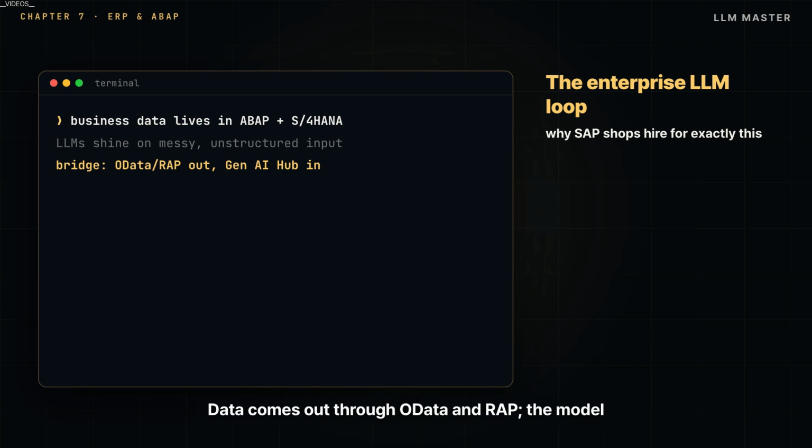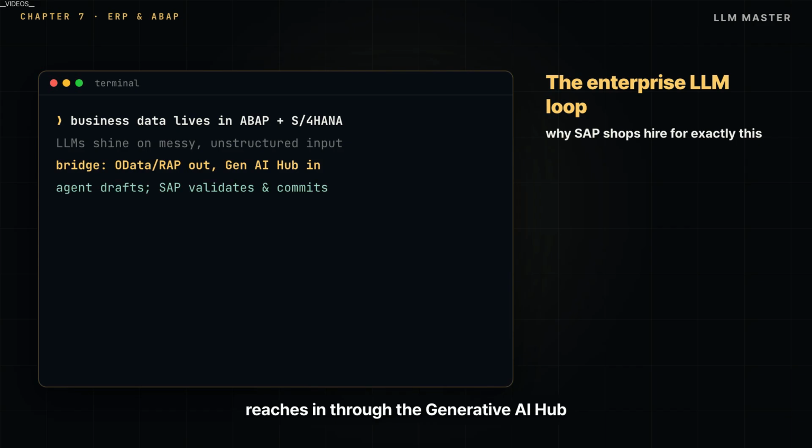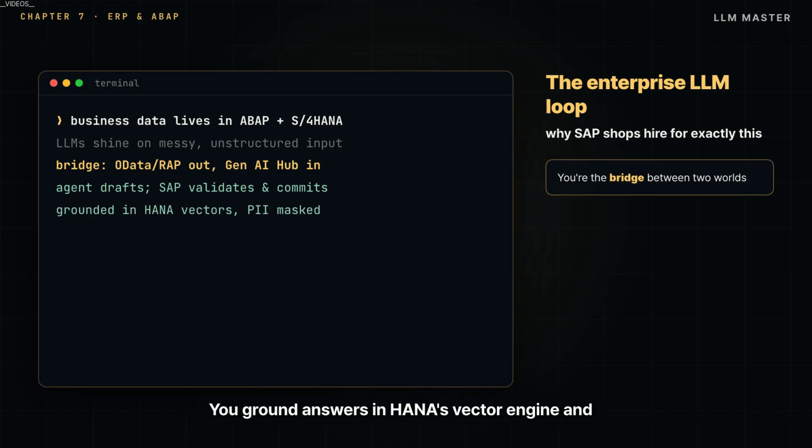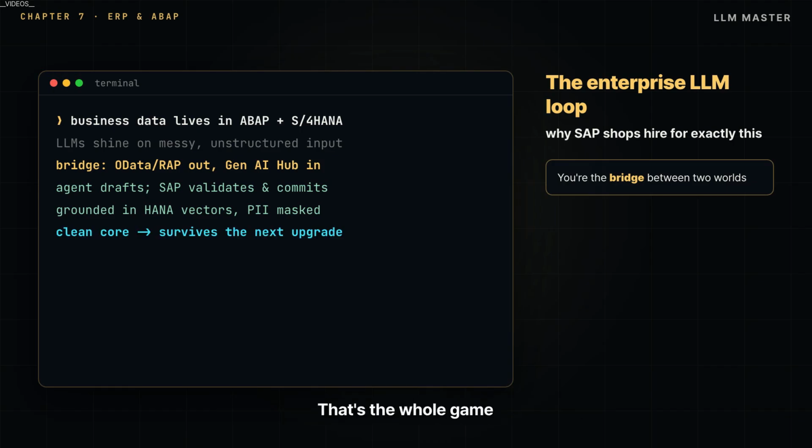Data comes out through OData and RAP. The model reaches in through the generative AI hub. The agent drafts, but SAP validates and commits. You ground answers in HANA's vector engine and mask what's private. And you do all of it while respecting clean core, so your work survives the next upgrade instead of breaking on it. That's the whole game.